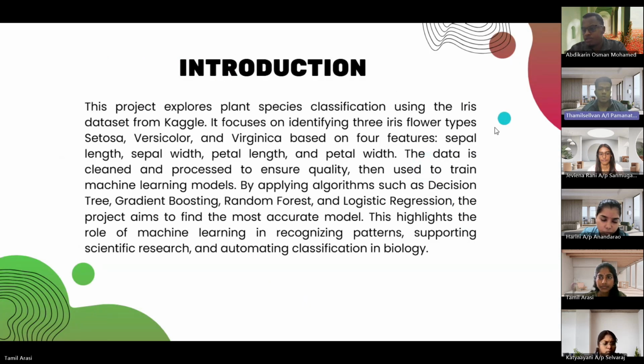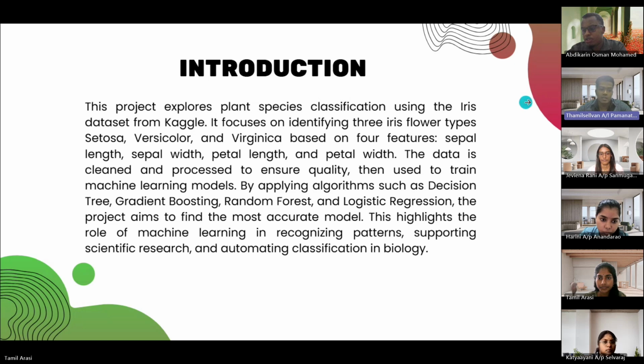For the introduction, this project explores plant species classification using the iris dataset from Kaggle. It focuses on identifying 3 iris flower types, Setosa, Versicolor, and Virginica, based on 4 features: sepal length, sepal width, petal length, and petal width. The data is cleaned and processed to ensure quality, then used to train machine learning models. By applying algorithms such as decision tree, gradient boosting, random forest, and logistic regression, the project aims to find the most accurate model. It highlights the role of machine learning in pattern recognition, supporting scientific research and automatic classification in biology.